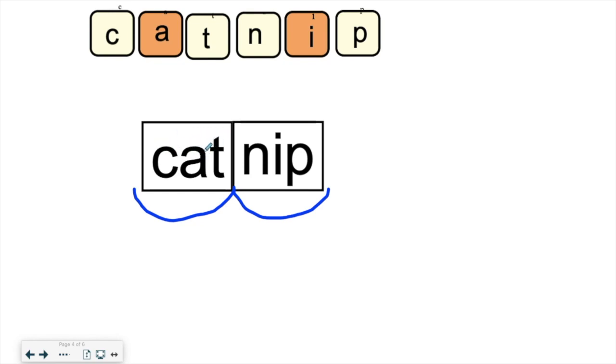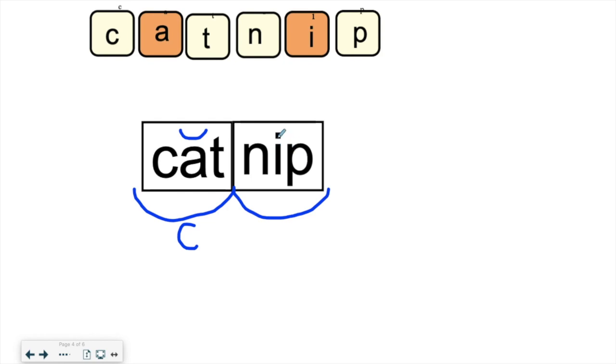This is a classic closed syllable, because the vowel is closed in by a consonant on the end here. Even though this isn't the end of the word, it's the end of the syllable. So I'm going to put that little smiley face breve over the top of that letter A because it's making its short sound. Now that I've finished with my first syllable, I'm going to look at my second syllable.